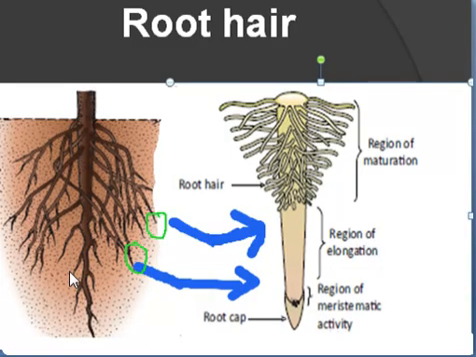The left diagram shows a root system containing many root tips. One of the root tips is shown in the right diagram. It is a single root tip containing many root hairs. These root hairs arise from the outer part of the root, that is, the epidermis.